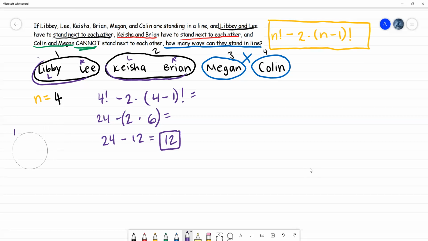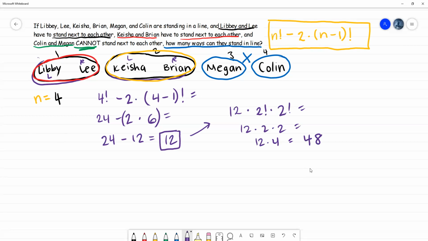So because of that, we have to take our results here, so 12, and we need to multiply that by 2 factorial for the number of combinations Libby and Lee can stand next to each other. And we need to multiply the number of combinations for Kesha and Brian, which is also 2 factorial. So 12 times 2 factorial times 2 factorial, which is also equal to 12 times 2 times 2, which is equal to 12 times 4, which is equal to 48. And this is the number of ways they can stand in line.